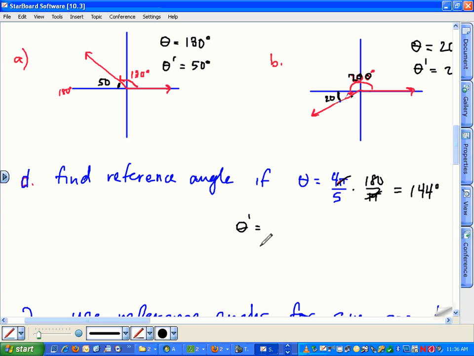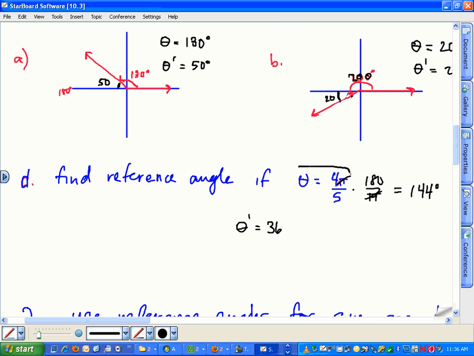What is it? 36. Now listen carefully, you guys. You need to realize this just so you can get more points on a test. What unit of measure did we start with? Degrees or radians?